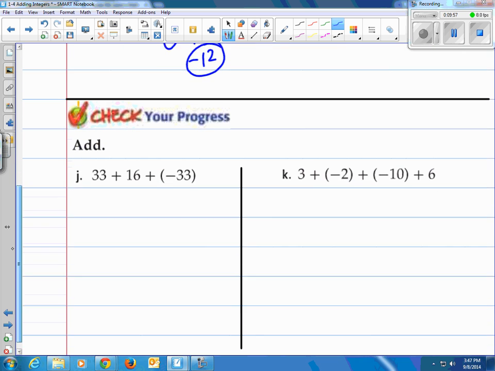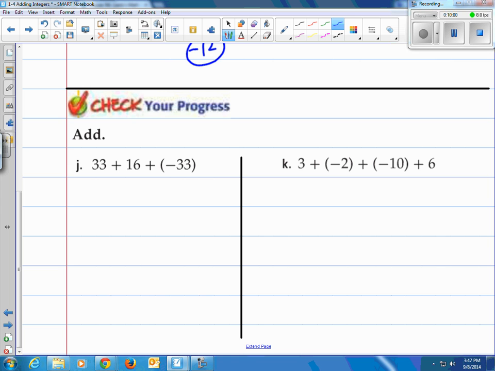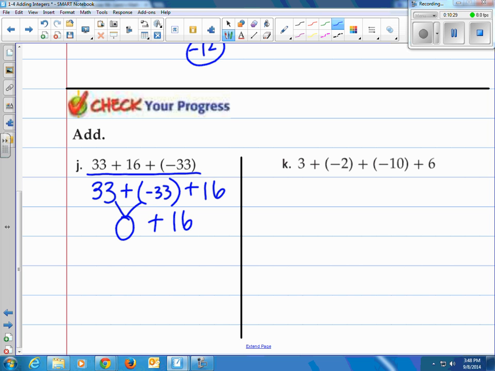How about you try these last two? Stop the video, and I'll get this one out to you in just a moment when you come on back. Here's how you do J. You take 33, you add your negative 33 because we can switch around all addition. And then we have plus 16. When we add 33 plus negative 33, additive inverse, they're opposites, they're equal to 0 when you add them. Still have plus 16 here. Now let's add our 0 plus 16. There's our final answer, 16. Pretty simple. How about K?